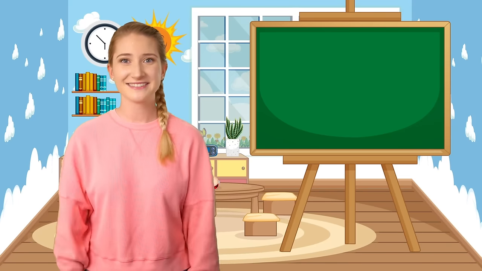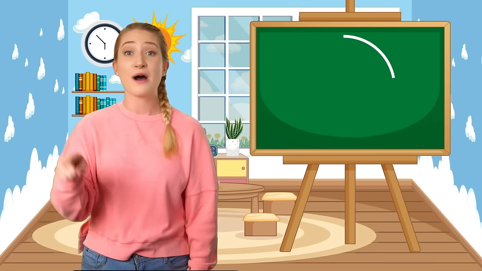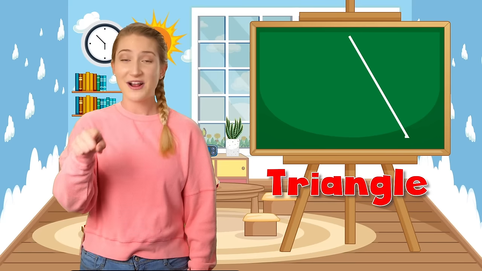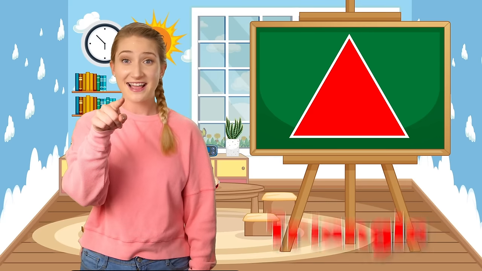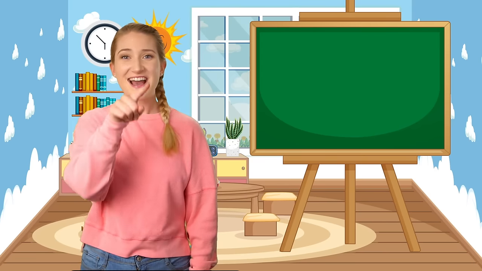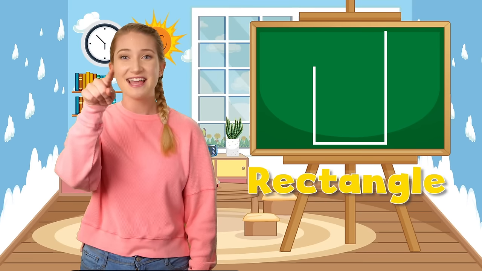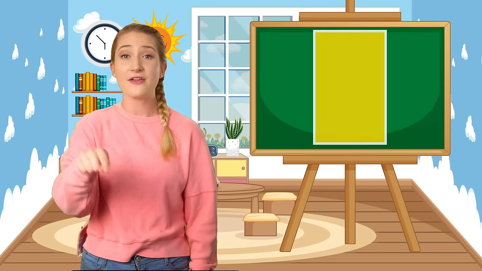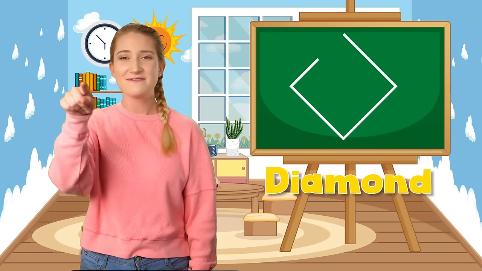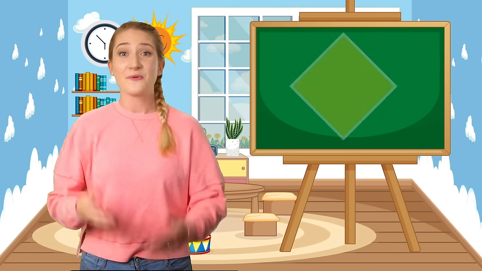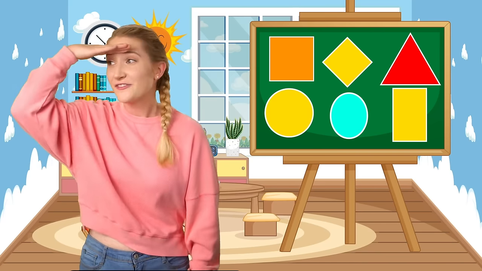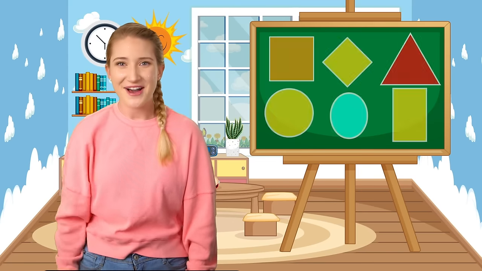Are you ready? Great. I am Mama Circle, round like a pie. I am Baby Triangle, three sides have I. I am Papa Square, my sides are four. I'm Cousin Rectangle, shaped like a door. I am Brother Oval, shaped like a zero. And I am Sister Diamond, with a sparkle and a glow. We are the shapes that you all know. Look for us wherever you go.